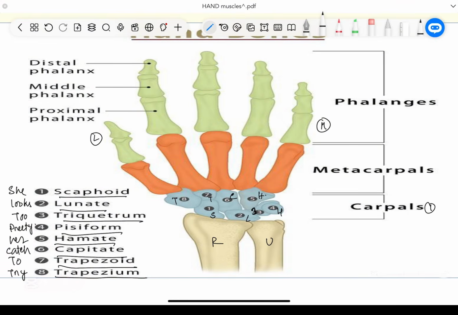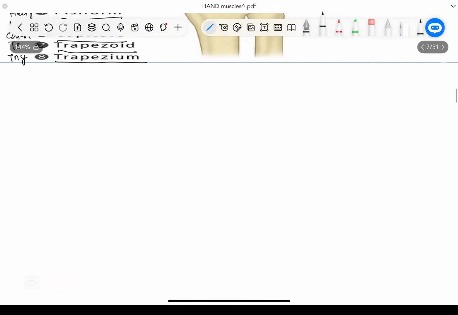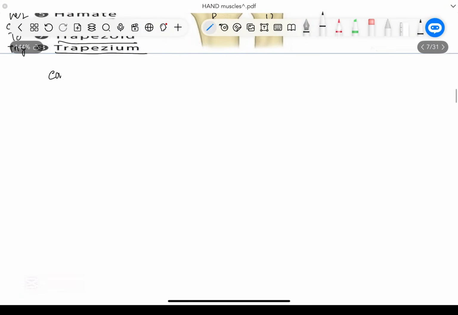Now, related to carpals, we have to keep in mind some information. First thing is, what type of bones are carpals? Carpal bones are 8 in number in total and they are short bones.